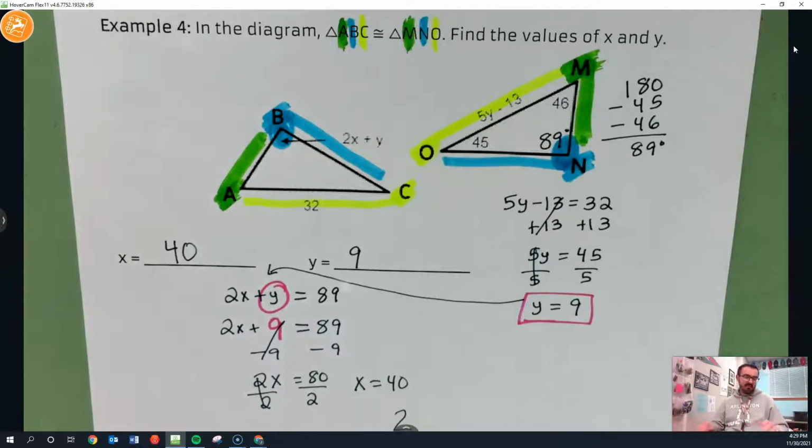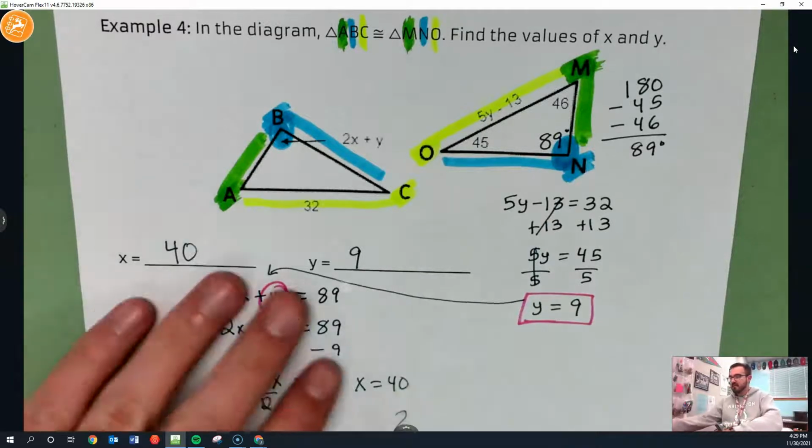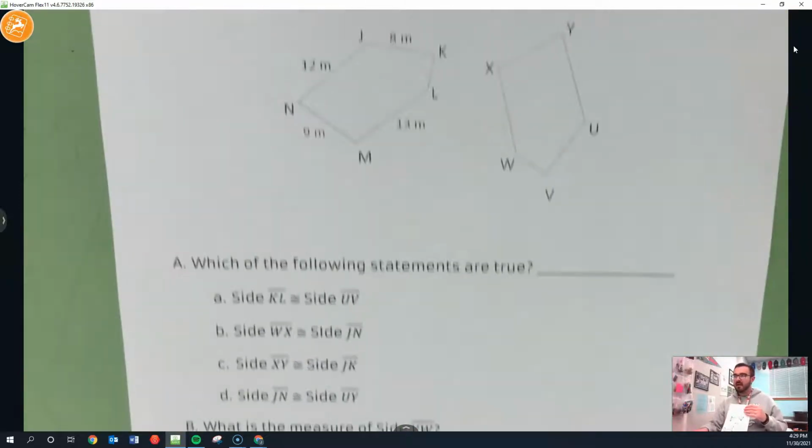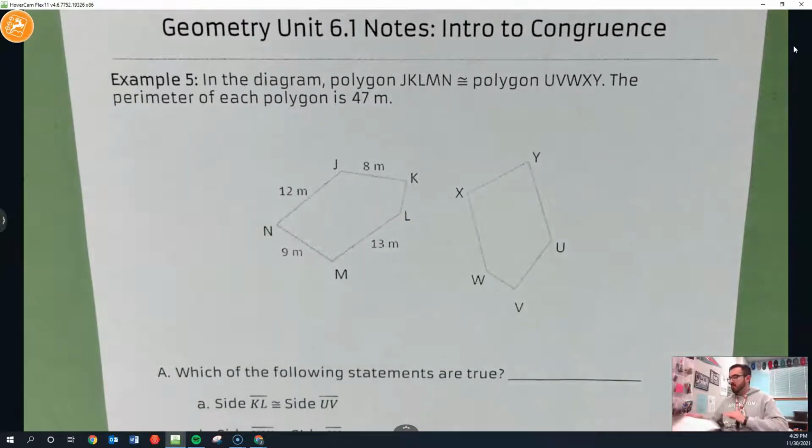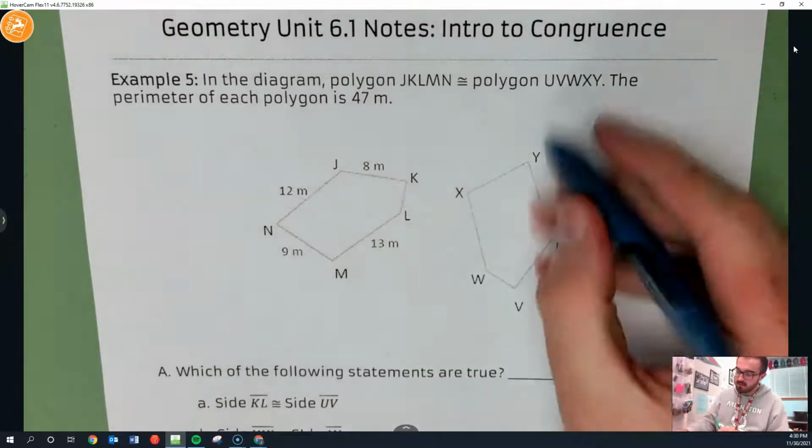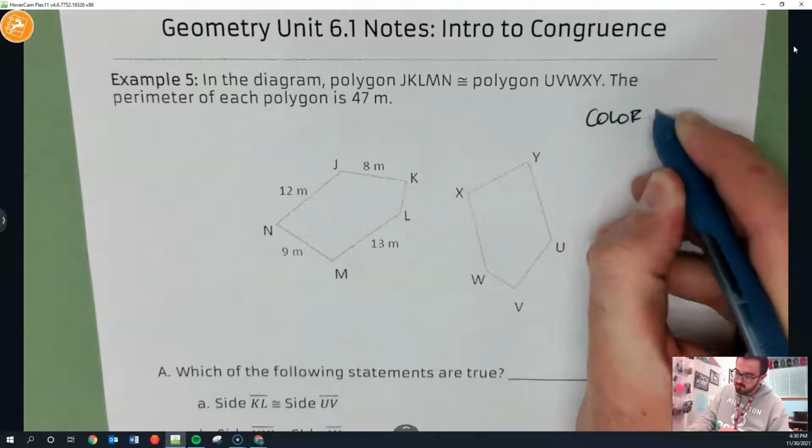All right, guys, last example. Example 5. Here we're going to need 5 colors. So let me make sure I've got 5 different colors. I do have 5 different colors. All right, so in the diagram, polygon, blah, blah, blah, congruent to polygon, blah, blah, blah. Lots of different letters. Anytime we get this, let's color code first. I'm going to even write that down. Color code.